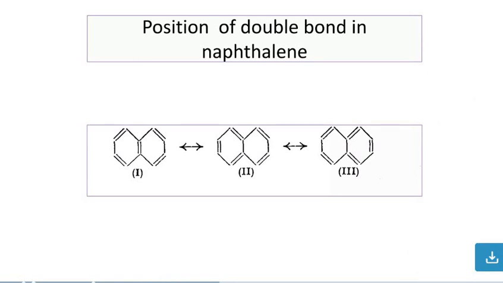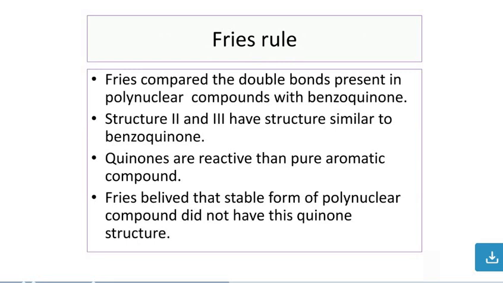Now, position of double bond in naphthalene. You can see the 3D structure. There is one rule, that rule is Fry's rule. Fry's rule compares the double bonds present in polynuclear compounds with benzoquinone.